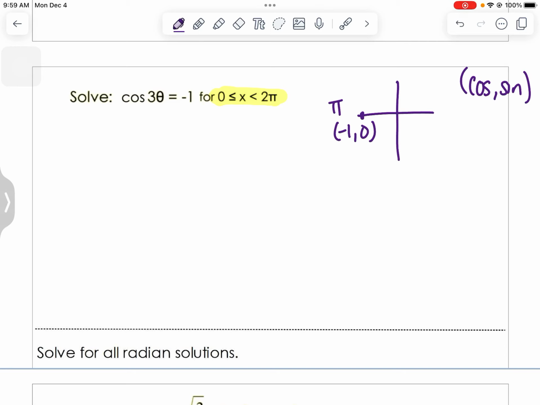So cosine of theta at -1, theta would be equal to pi. So we're going to do 3 theta is equal to pi plus 2 pi k. And then we will need to solve for theta. And since we only have one time where cosine equals -1 and it's a 3 theta, we should end up with 3 answers in the end.